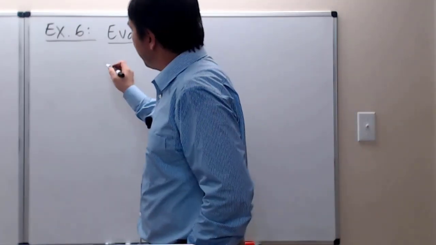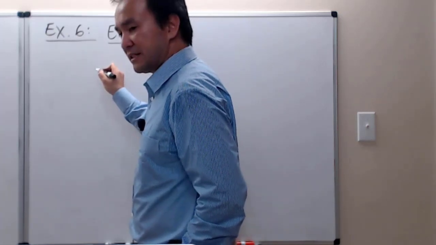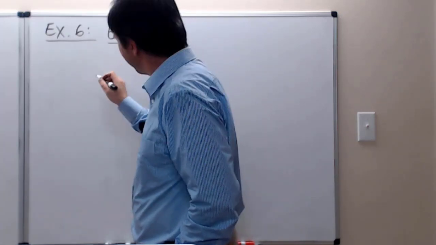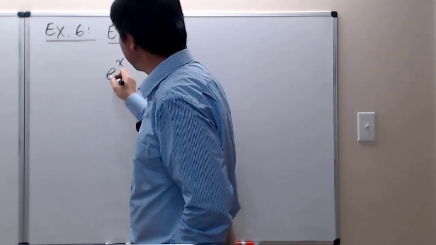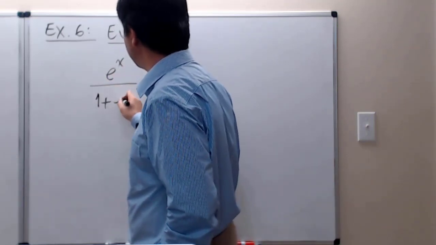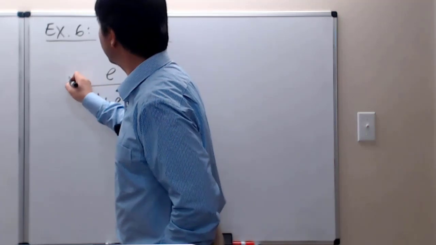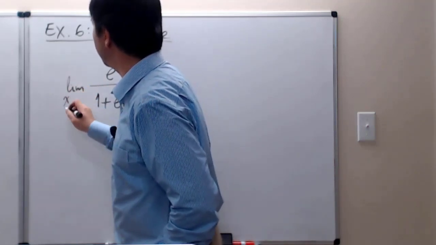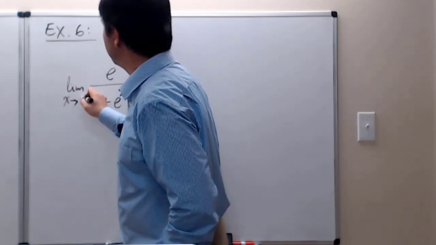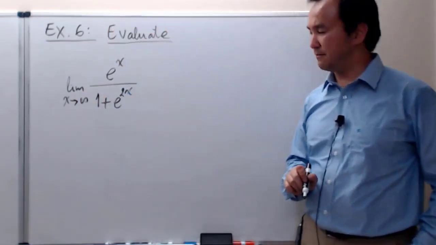We have seen just previously some limits at infinity for exponential functions. So let's look at e to the x over 1 plus e to the 2x. We're letting x go to positive infinity, for example.